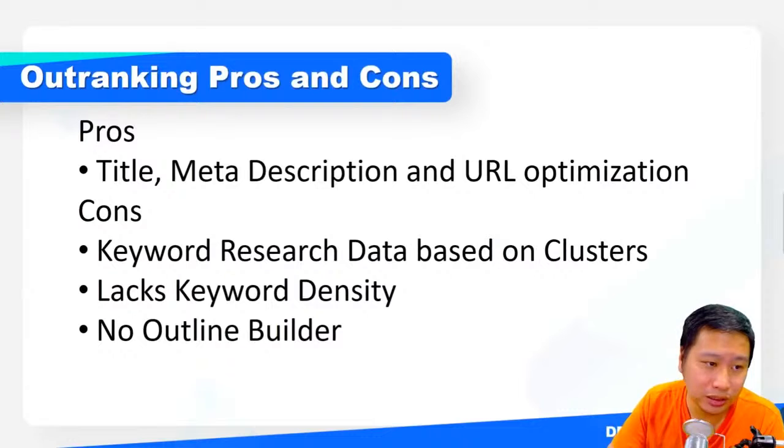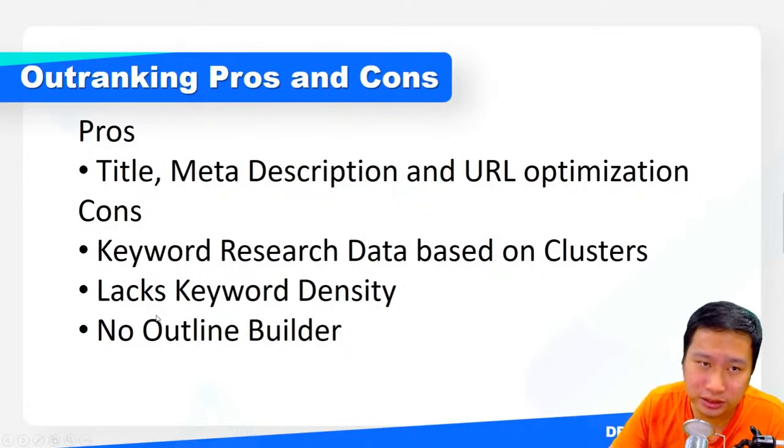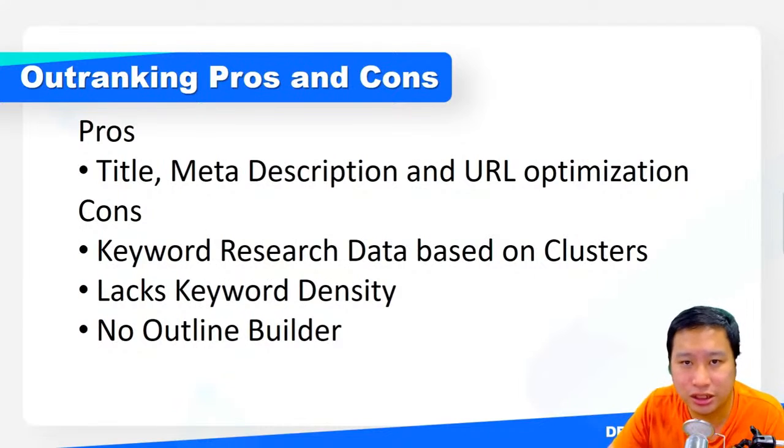For Outranking, the pros are that it has title, meta description, and URL optimization. But the cons are that the keyword research data is based on just some cluster of keywords, and you don't really know how to optimize the article, right? And it doesn't have any keyword density at all, and no outline builder, right? So if you are writing from Outranking, the downside is that it takes a lot more effort to get started. But it's actually much better if you want to optimize your article itself.